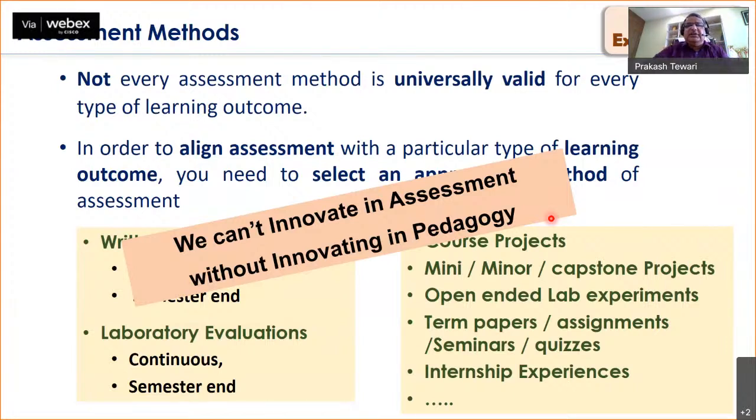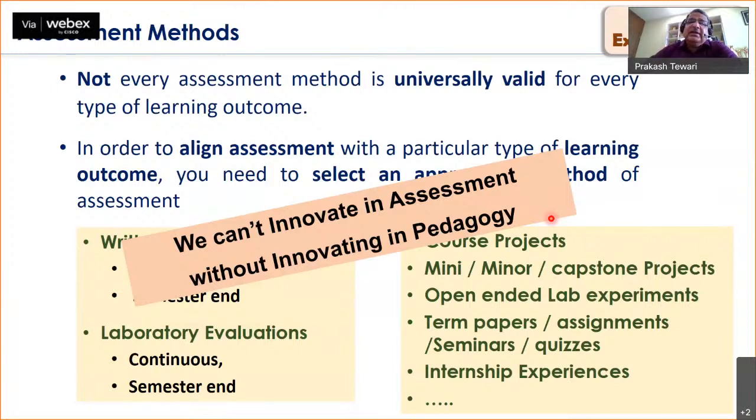Because you are teaching with the old pedagogical methods, and suddenly if you change the assessment, the results will come down drastically. And it will be a bad name for you, your department, and your institution. The first thing you have to do is innovate in your pedagogy, in your teaching-learning.